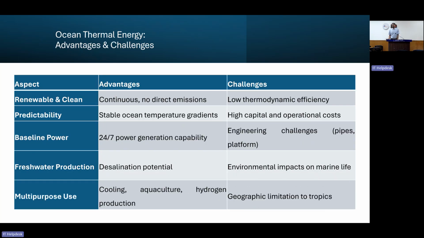Also, there are certain advantages and challenges related to ocean thermal energy. Advantages include that it is continuous, and there are no direct emissions related to it, and stable ocean temperature gives you predictability in tapping the ocean thermal energy. Okay. Also, it can have 24 by 7 power generation and supply.